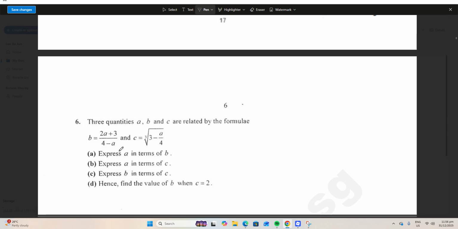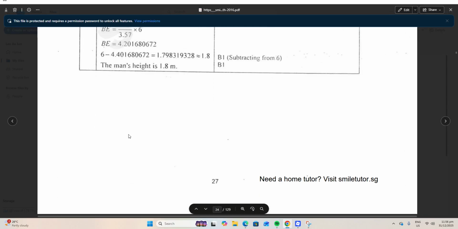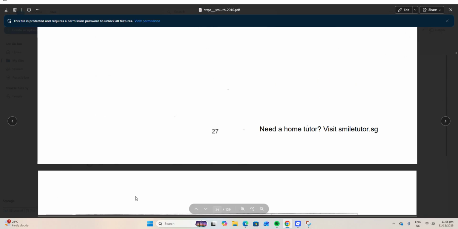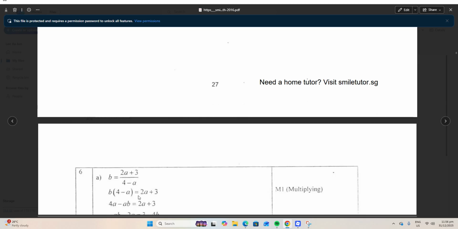Express A in terms of B. So in other words, I want you to make this the subject, okay? So first thing first is to move it around, shift it like it's a game. Okay, first of all we got this, right? Bring the 4 minus A over, so times 4 minus A on both sides. So this one times 4 minus A, then you can remove the 4 minus A. So you bring this over here.